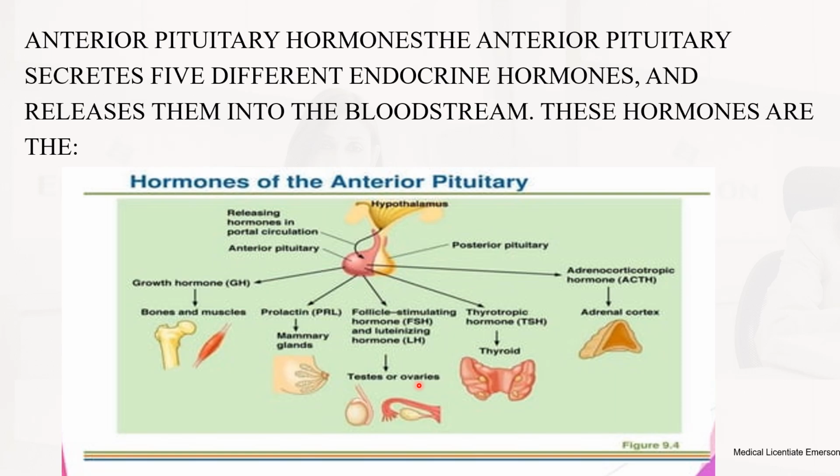Graafian follicle. Okay, then you have the other hormone, which is the thyrotropic hormone, which stimulates the thyroid. So that's the thyroid stimulating hormone, which stimulates the thyroid to produce these thyroid hormones. Then lastly, we have adrenocorticotropic hormone, which stimulates the adrenal cortex.